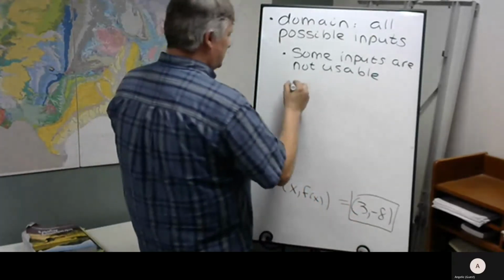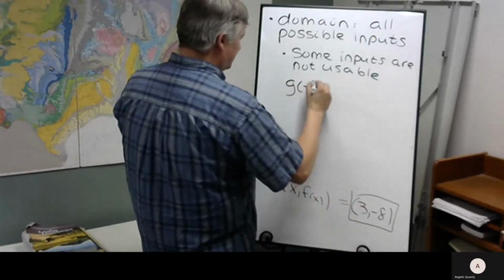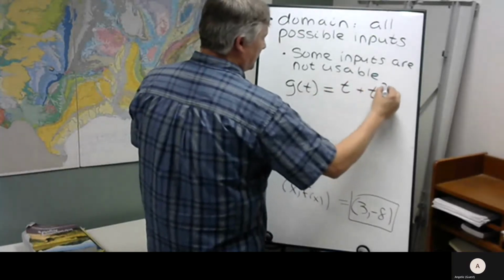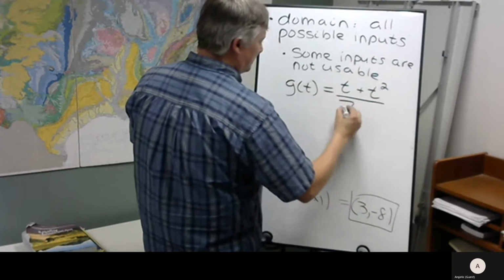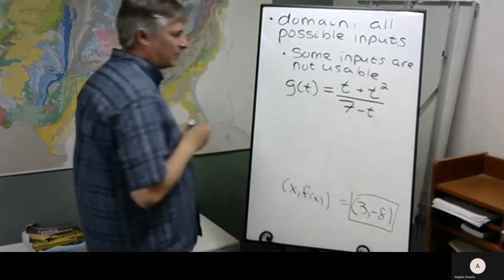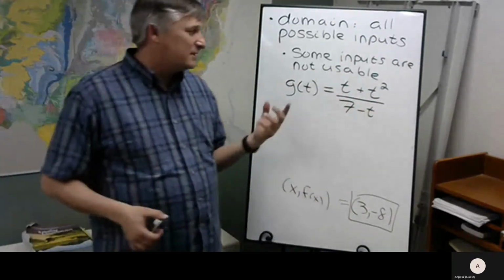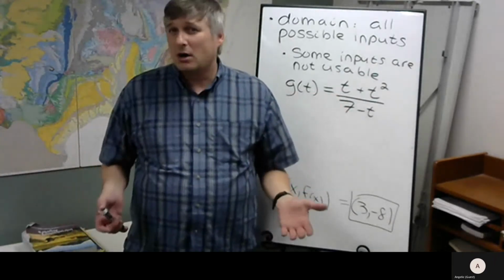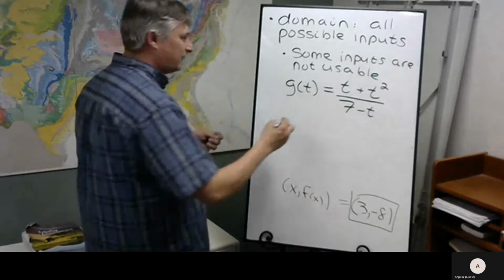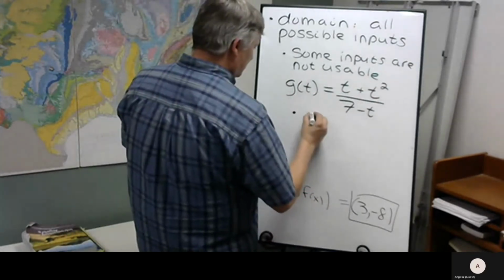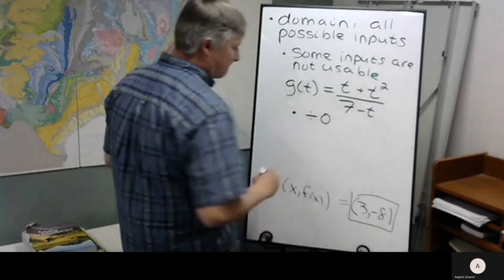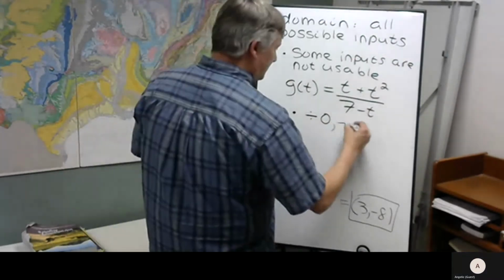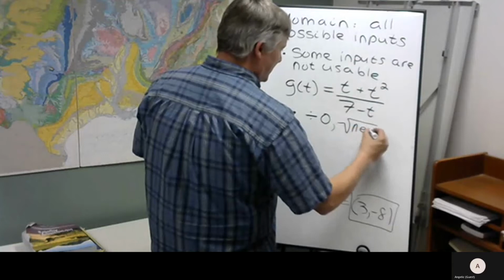So let's take a look at g of t. We had t plus t squared over 7 minus t. Is there a number that's going to make something go wrong? And when things go wrong with math, things that we tend to look out for are division by 0 and the square root of a negative number.